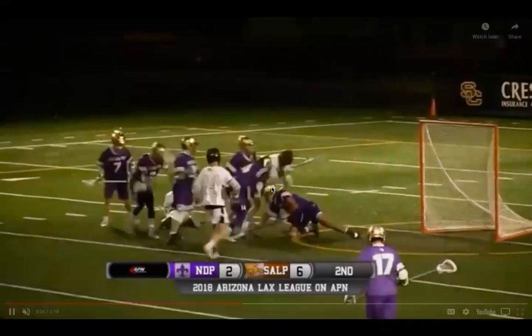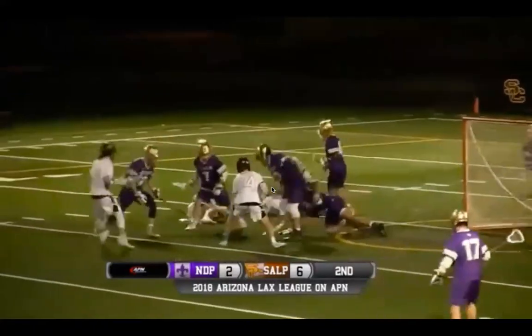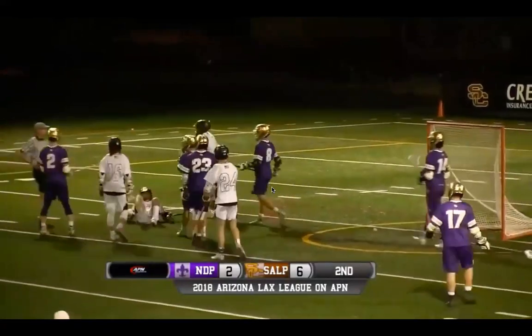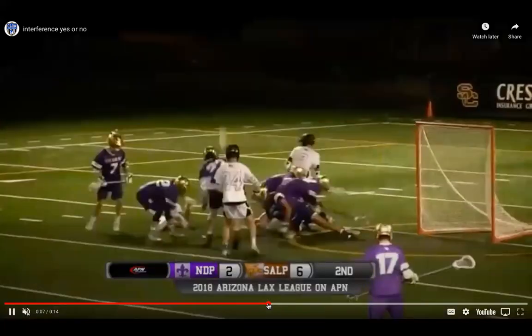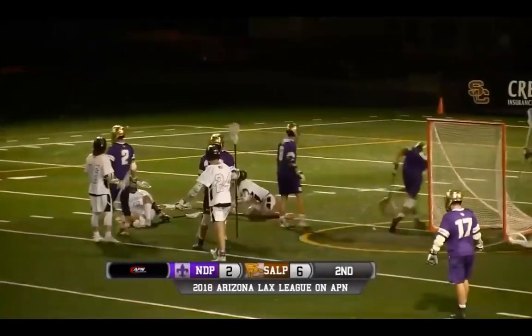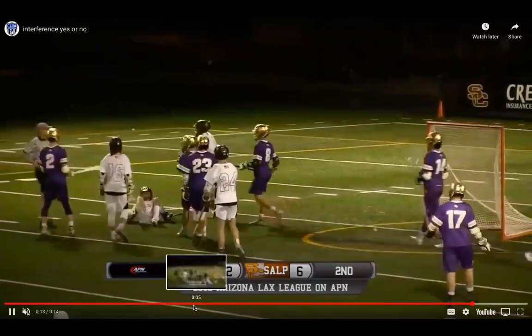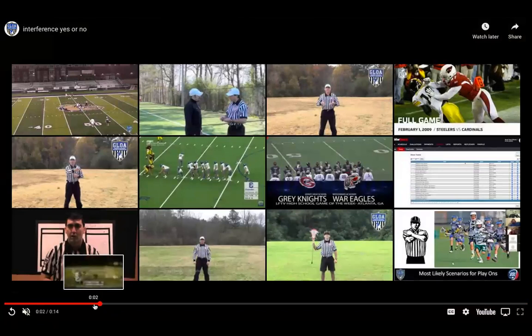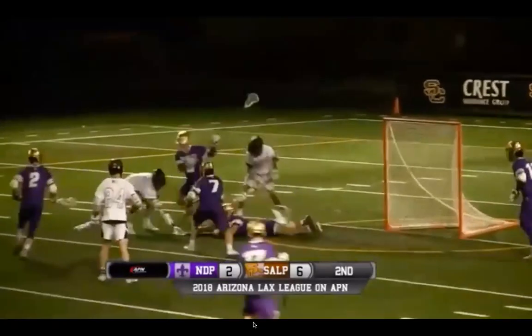So the goalie is outside, he's playing the loose ball. He's being stick checked like crazy and then rakes it back into his cross. What the official calls for him for right here, they called a play on because a white player kicked his stick. Let's watch this one more time. These crease plays are hard.